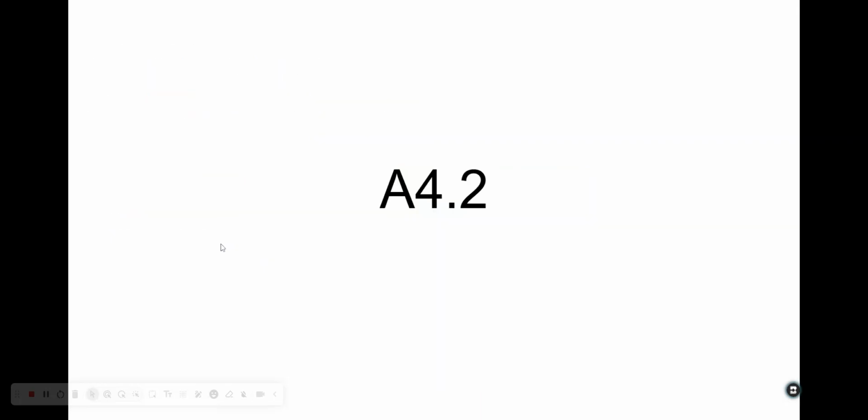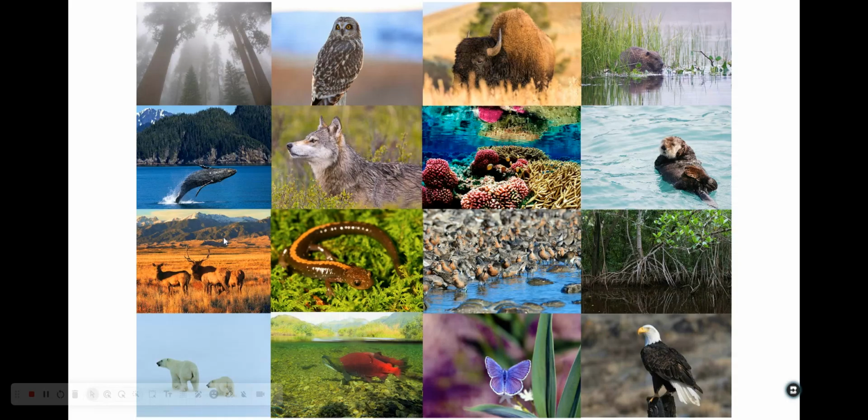All right, that leads us to A42. And we have this, which shows the diversity of all the living things.